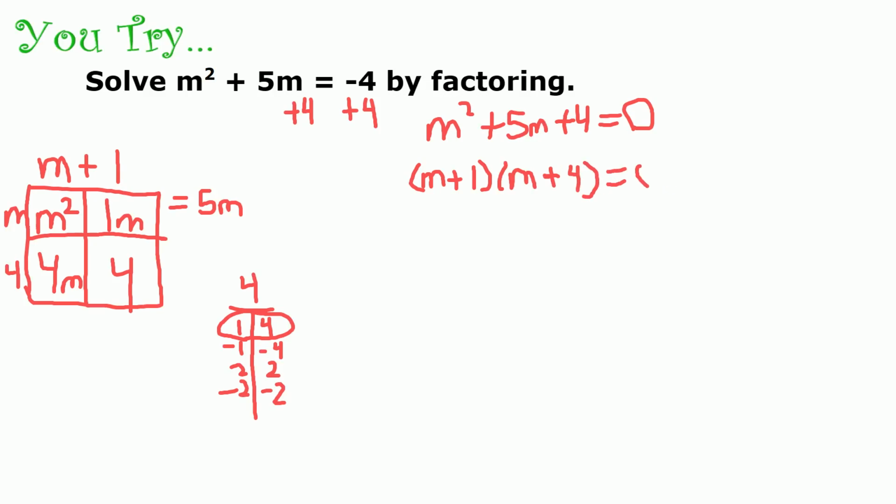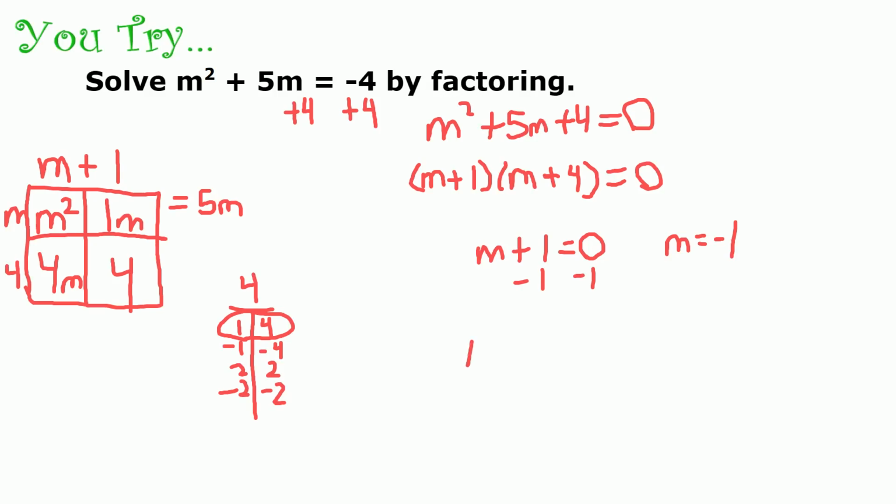is equal to 0. Now, to get the answers for m, because I'm going to have two solutions here, I have to take each factor and set it equal to 0. So m plus 1 is equal to 0. To get m by itself, I need to make a 0 pair. The opposite of 1 is negative 1. So I'm going to add a negative 1 to both sides, and I end up with m is equal to negative 1.